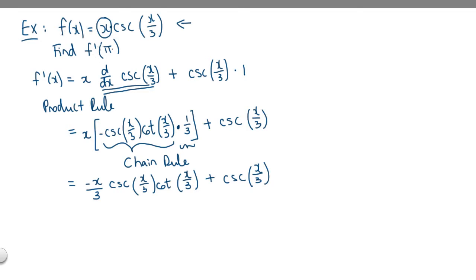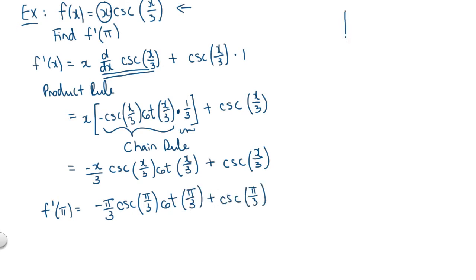Now in this problem here, remember that we were trying to find f prime of pi. So let's go ahead and plug in x equal pi. We'd have minus pi over 3 times cosecant of pi over 3 times cotangent of pi over 3. So just replacing all the x's here with a pi over 3. So let's draw a right triangle here. We've got angles pi over 3 and pi over 6 in this particular triangle, and our side lengths are going to be 1, root 3, and 2. So that's a triangle that we should be familiar with.